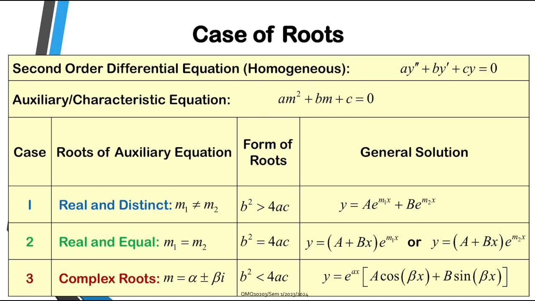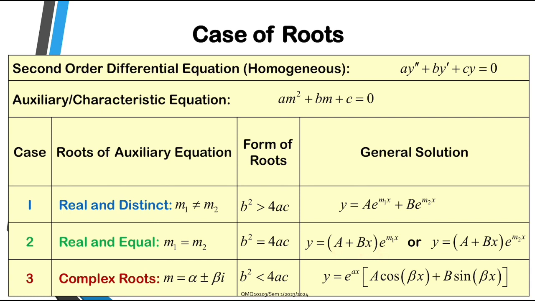Case number 2 is where you get the roots real and equal. That means when you solve for m, you get the same value for m1 and m2. This is if b squared equals 4ac. When you get this case, the solution can be written as y equals (a plus bx) e to the m1x, where m1 equals m2.